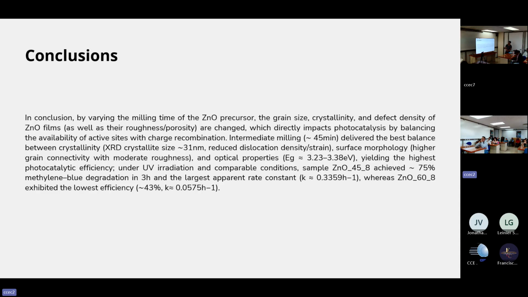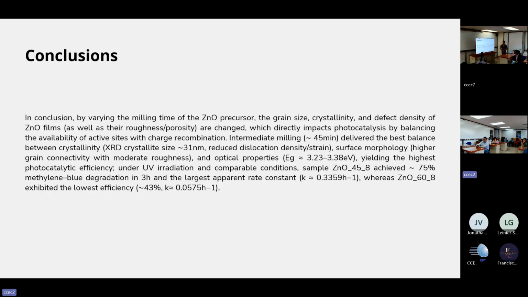Intermediate milling, 45 minutes delivery, gives the best balance between crystallinity, crystalline size, approximately 31 nanometers, reduced defect density, structure, surface morphology with higher grain connectivity and moderate roughness, and optical properties, the band gap, and the highest photocatalytic efficiency under ultraviolet irradiation and operating conditions, sample zinc oxide 45 minutes.